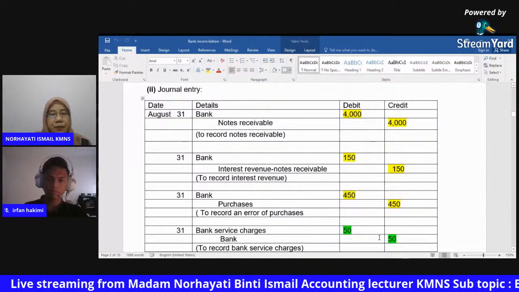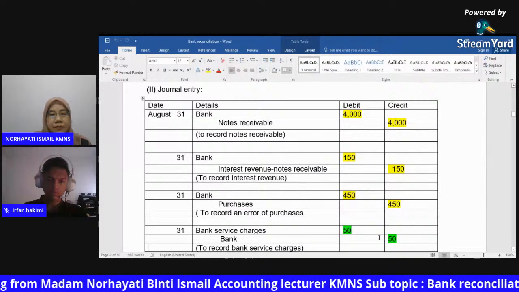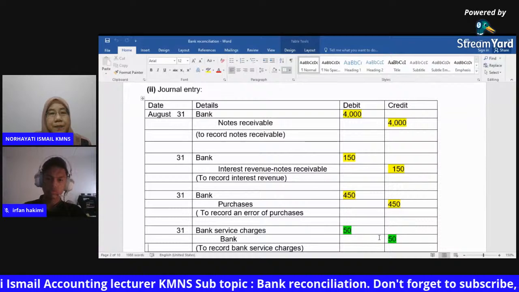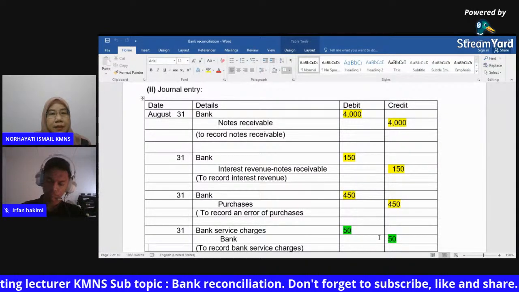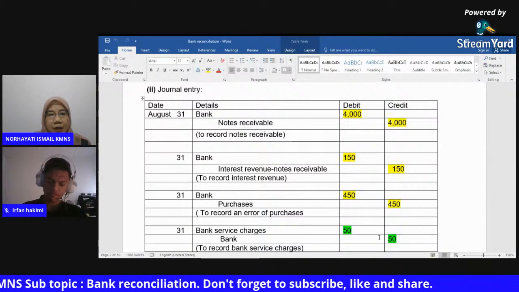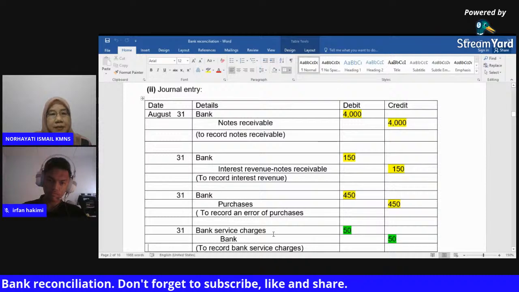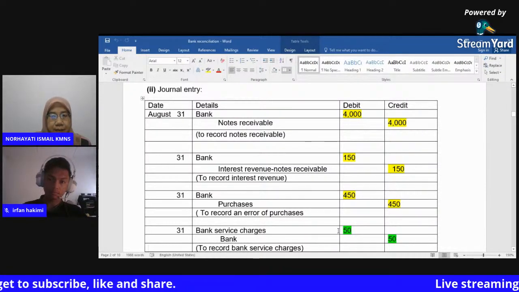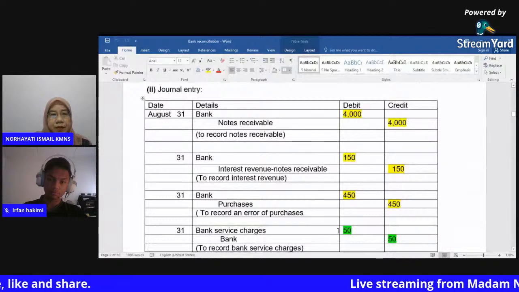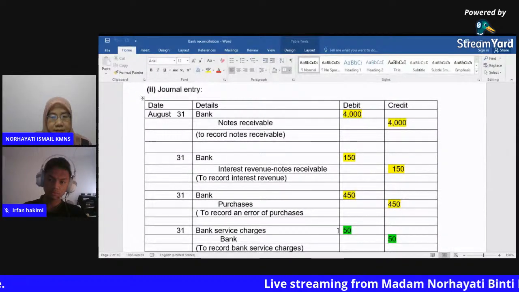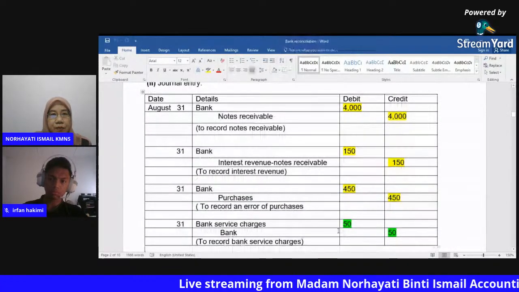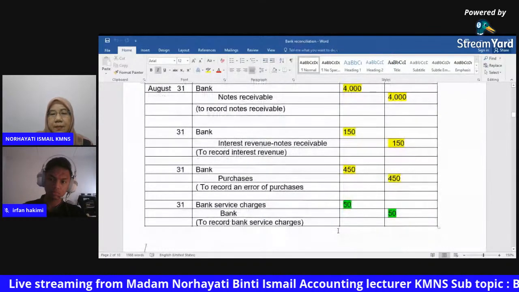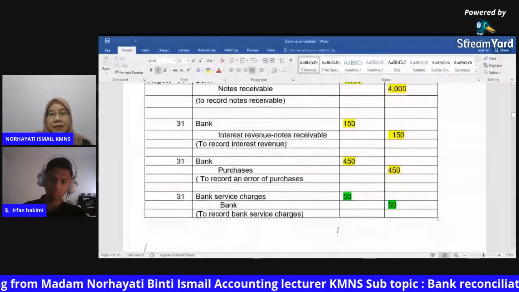And this one we have made a payment by check, or the account has been debited in the current account. So debit bank service charges, this is an expense, credit bank. So we have to record bank service charges. So that's all for question number one. So you can find out that in question number one, there is an error.